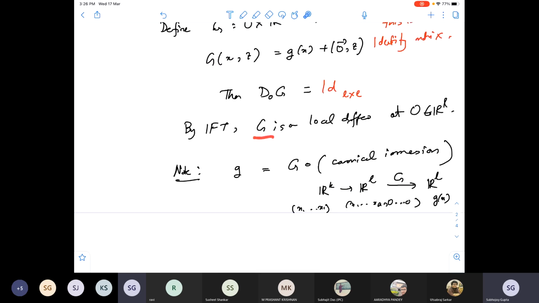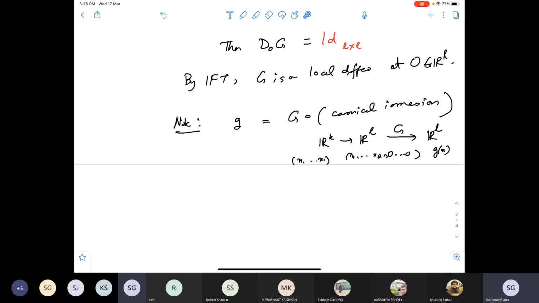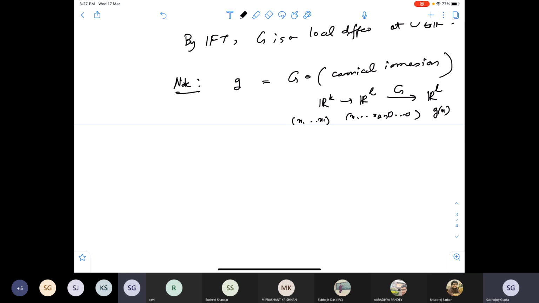The point is that G is a local diffeomorphism, so there's a G inverse that exists on some suitable open set containing 0. So what we can do is change our chart that we had, and we can have this chart instead. So we'll keep this the same, and we can change the rest.